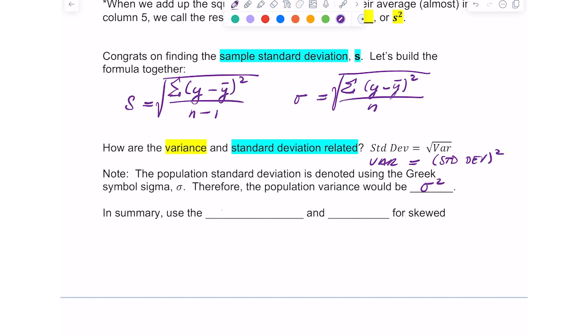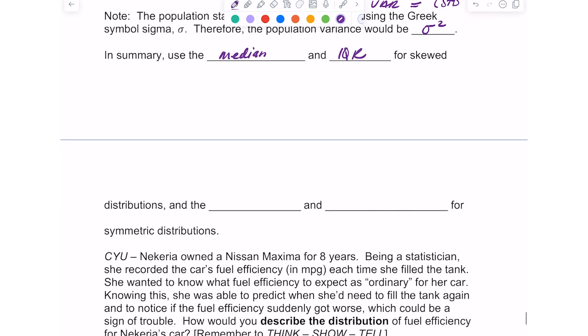So let's summarize here really quick. When we have skewed distributions, do you remember what measure of center and spread we use? If you said the median and IQR, good job. We use the median and interquartile range for skewed distributions. And then, of course, when we have unimodal and roughly symmetric distributions, we use the mean and the standard deviation. So they go together.